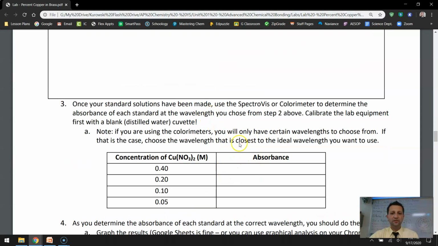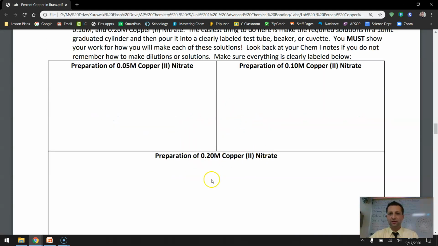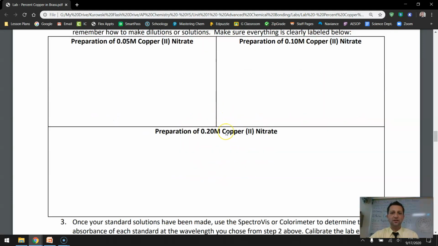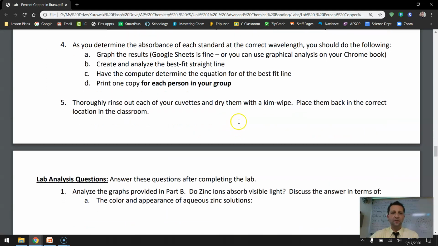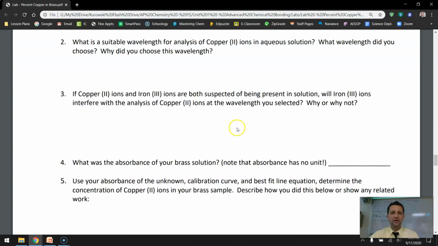Here you're going to do a little bit of M1V1 = M2V2 calculations and solve for your initial volume to make your calibration curve. And here are some of your post-lab questions. I mentioned a few of these as we went through.